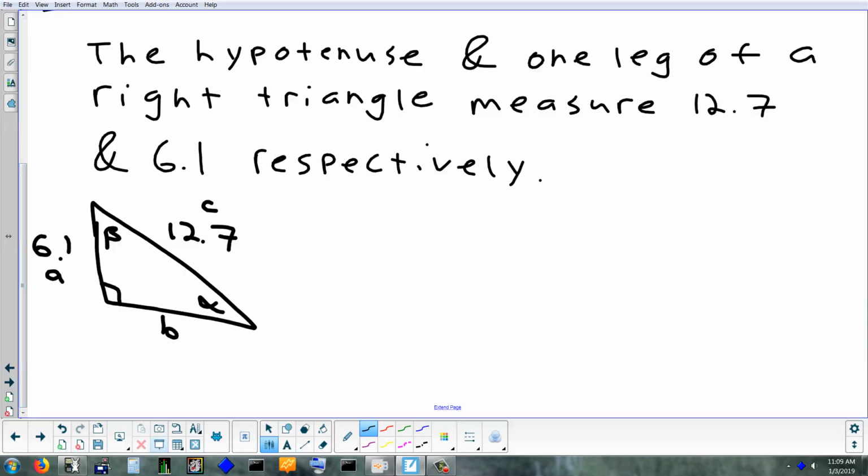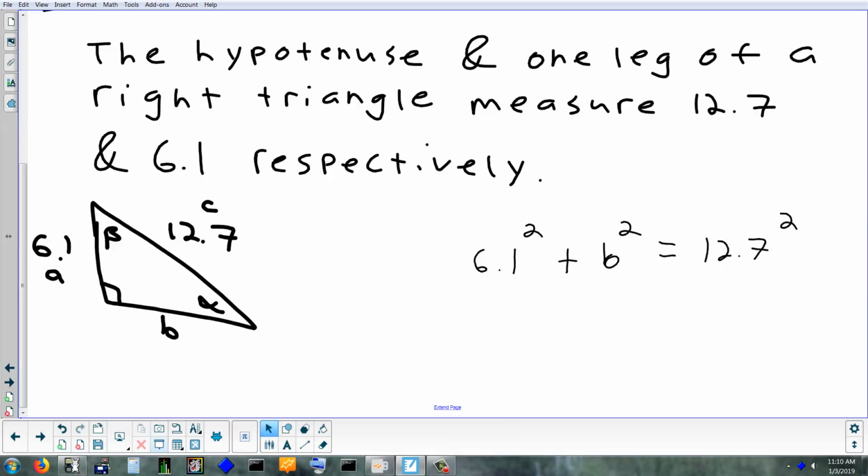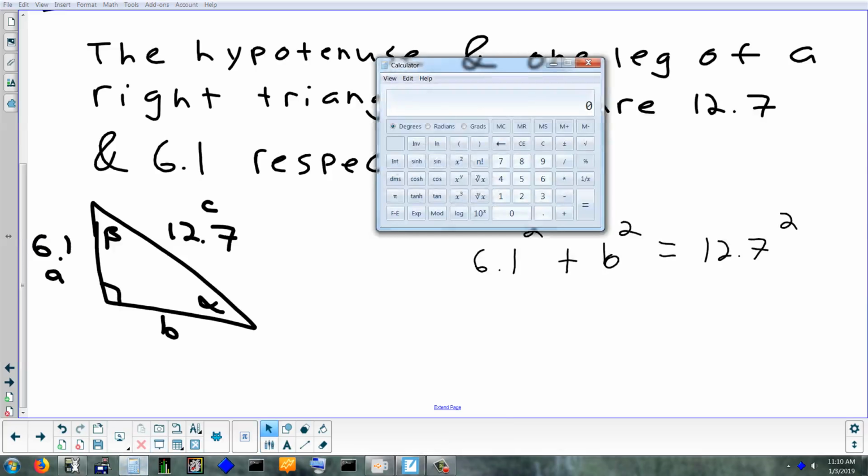Joe, could you set that up for me? So 6.1 squared plus b squared equals 12.7 squared. 6.1 squared, yep, plus b squared. Okay, yep. And then what's that equal to? 12.7 squared. Yep, perfect. Okay, so as we go through, we'll have to round this a little bit, but we're going to stick with three decimal places if it goes out that far, which this one won't.